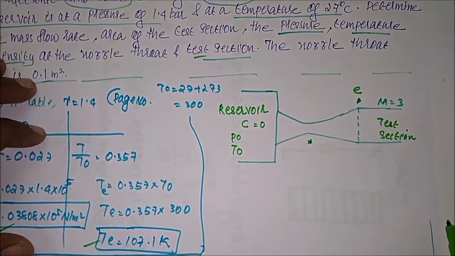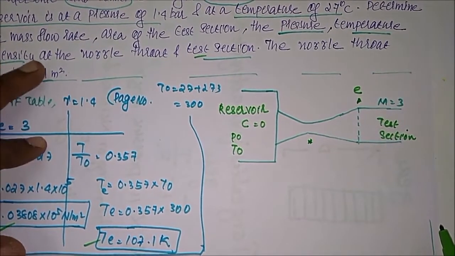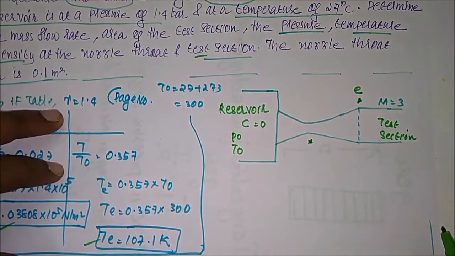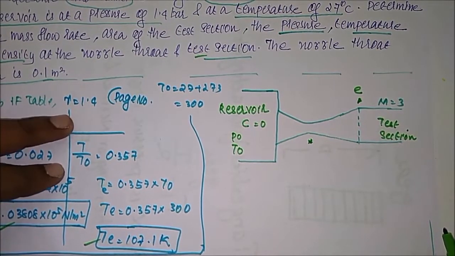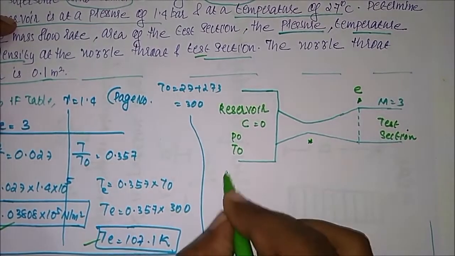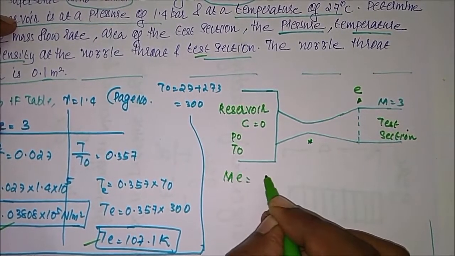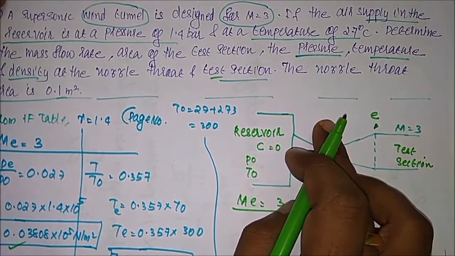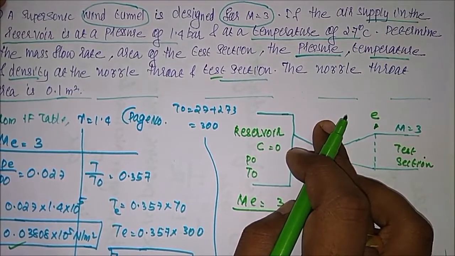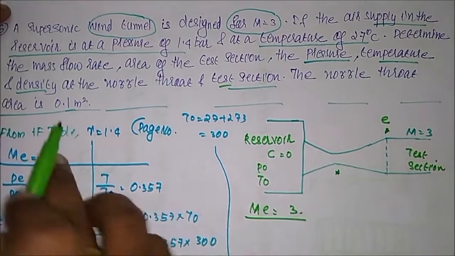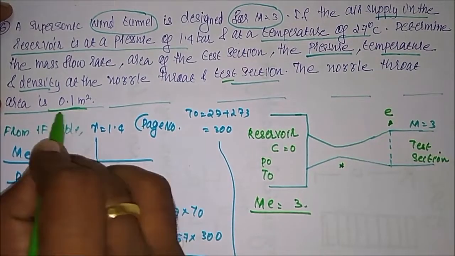Now we can find out these values corresponding to the throat section. We know that at the throat section Mach number is equal to 1. Okay, we know that ME is equal to 3. Mach number at the exit is equal to 3. And area at the exit, sorry, not the exit, throat area.